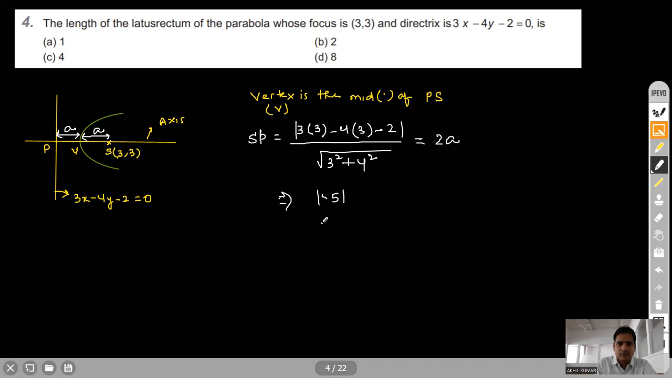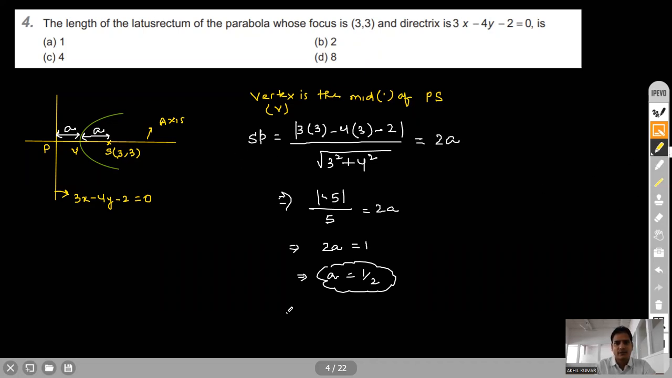Minus 5 upon this will be 5 is equal to 2. So basically our 2A comes out to be 1. From here we get A is equal to 1 by 2, right? And what we are going to find in this question? The length of latus rectum. So length of latus rectum is nothing but four times A. That will be four times of this half, that will be equal to 2 units, right? So this option B is correct.